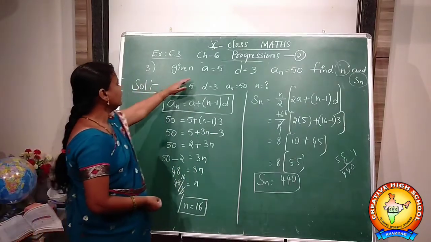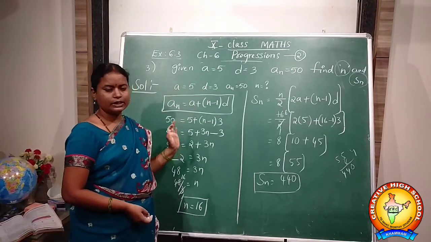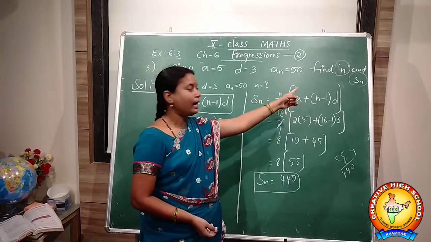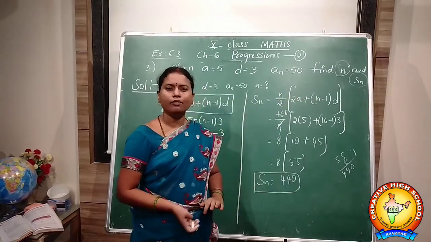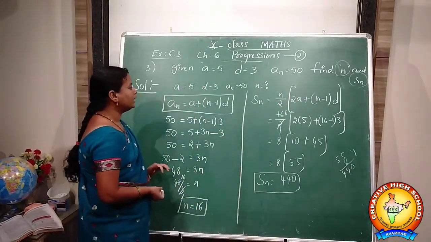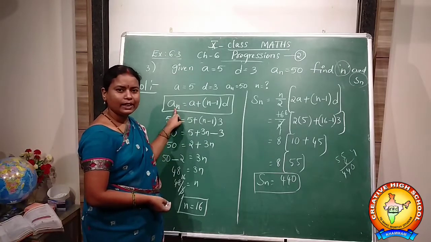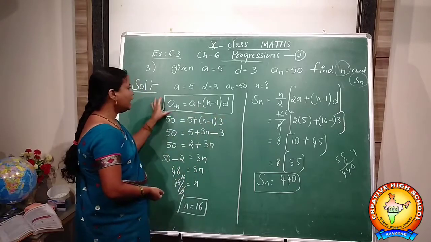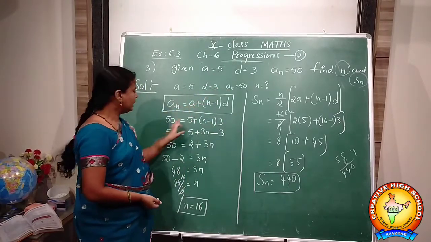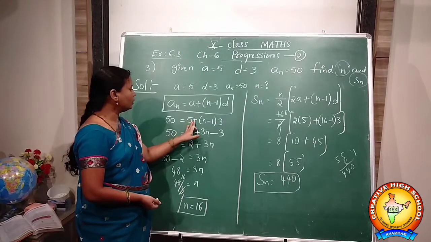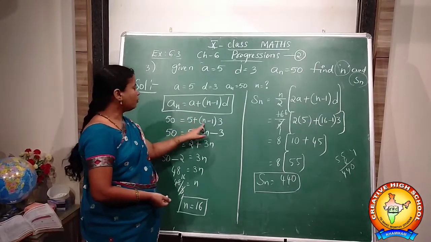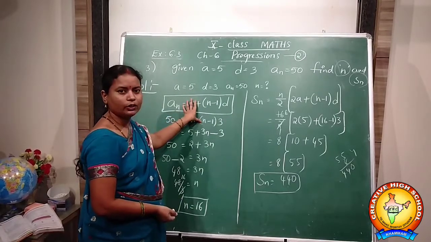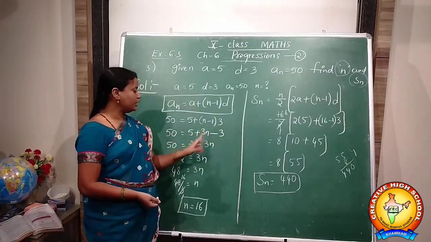Once again see here, a, d, an values are given in this. From this we have to find the value of n and also the value of Sn. To find the n value, I am using here the an formula. An is equal to a plus n minus 1 into d. An is given in the question, that is 50. 50 is equal to a value is 5, 5 plus n minus 1. N value, we don't know that, that only we are finding. N minus 1 into 3.